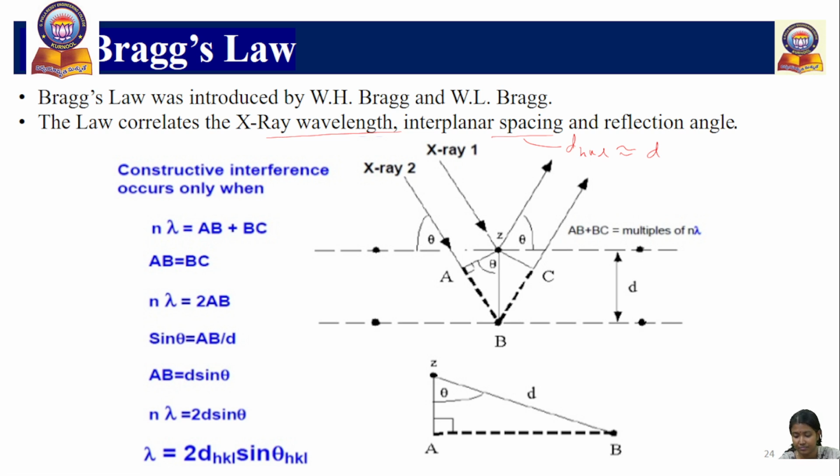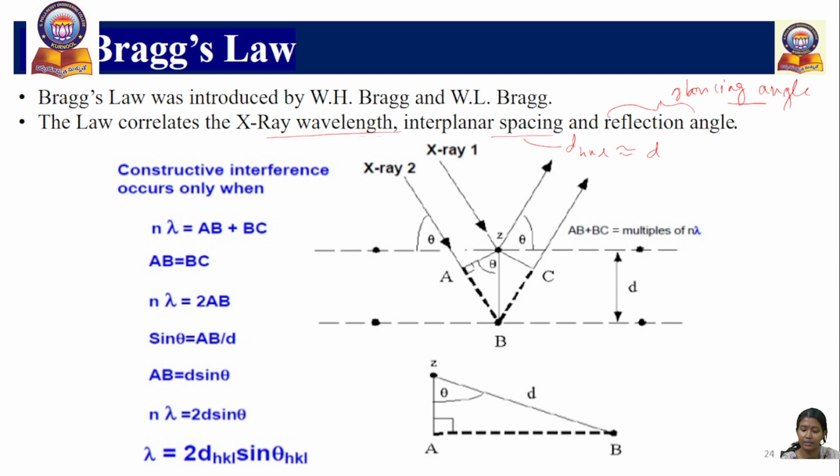And then the reflection angle. So it is not completely true. It is not only the reflection angle. We should say this as the glancing angle. Rather than saying reflection angle, it is better to say glancing angle. So now, glancing angle means what?